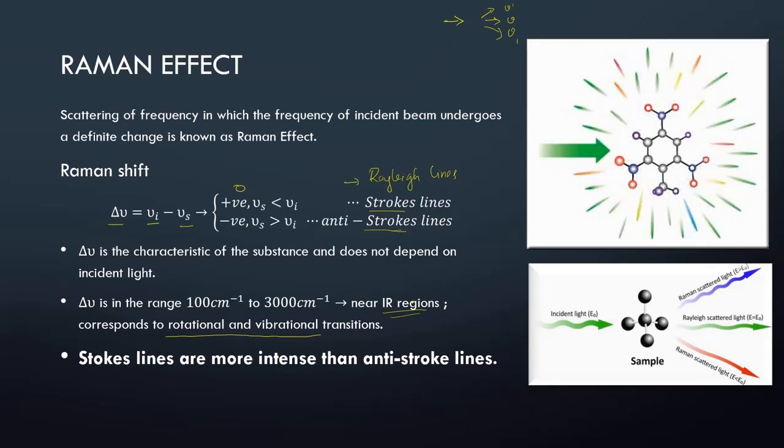We can also see that the Stokes lines, that is, when the Raman shift is positive, are more intense than the anti-Stokes lines.